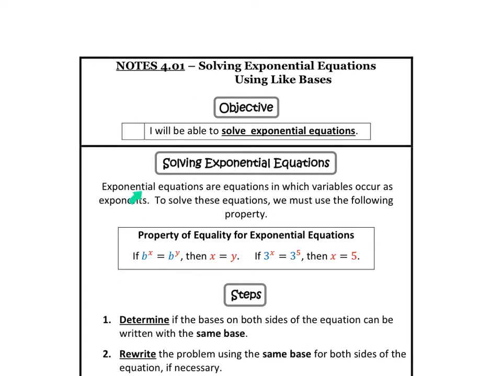And so, to start off the notes, we have exponential equations are equations in which variables occur as exponents. To solve these equations, we must use the following property: the property of equality for exponential equations. And so I have an example here. If I have an equality between two exponents with the same base, whatever number it may be, then we can make the assumption that the exponents are equal as well.